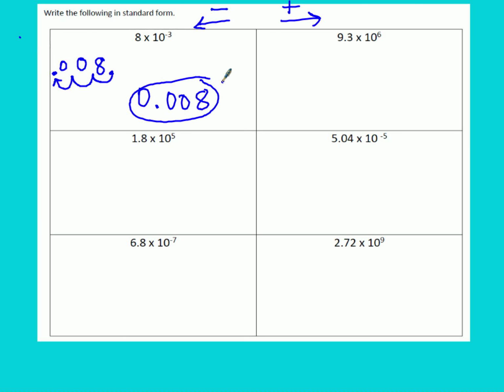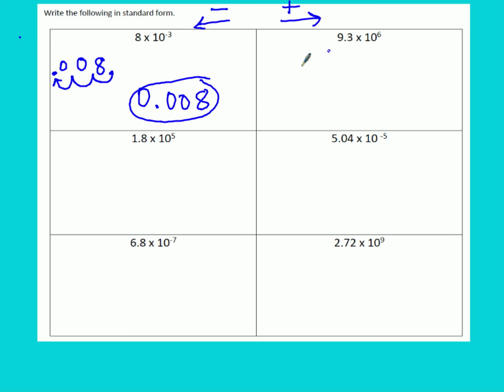So double check your answer makes sense at the end. We started with a negative exponent and we got a number that's between 0 and 1, so those make sense. If you had accidentally gone to the right, you would have ended up with 8,000, and then we would have looked back and said, oh, I had a negative exponent, so 8,000 doesn't quite make sense there.